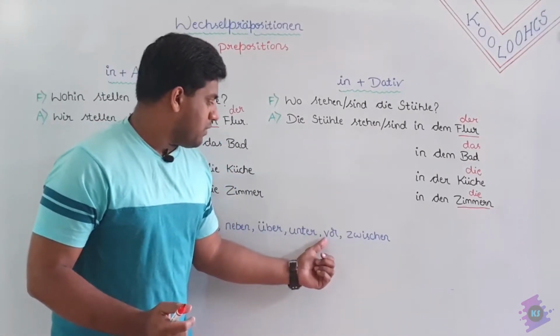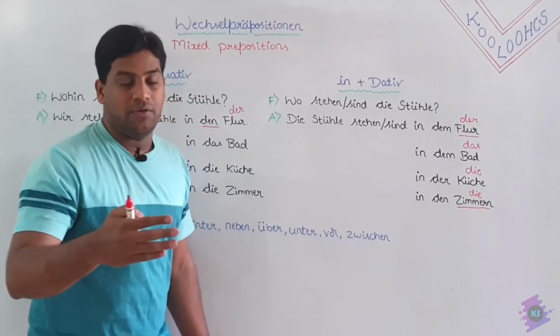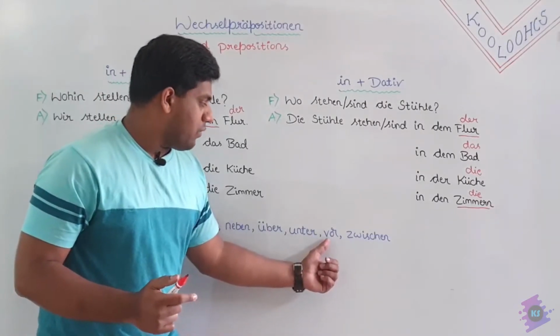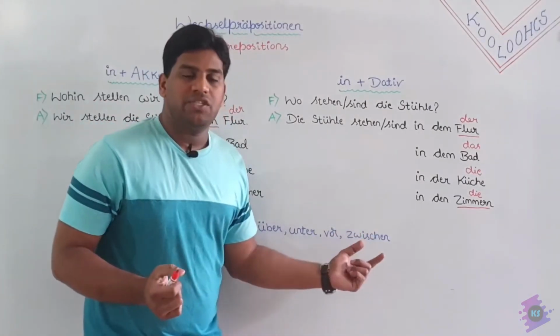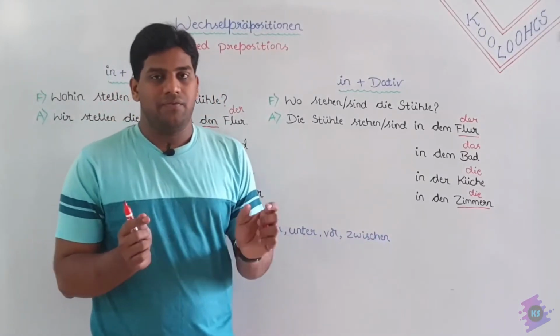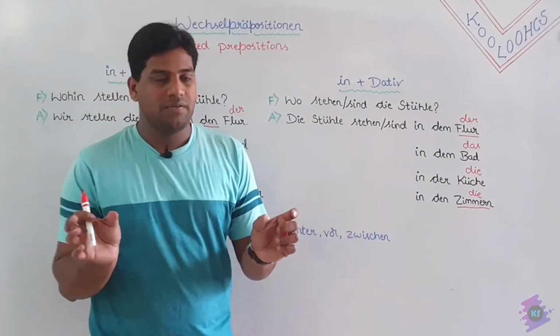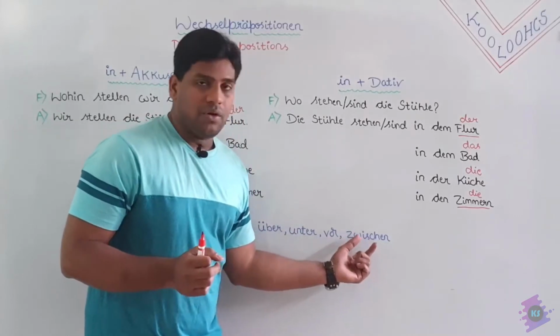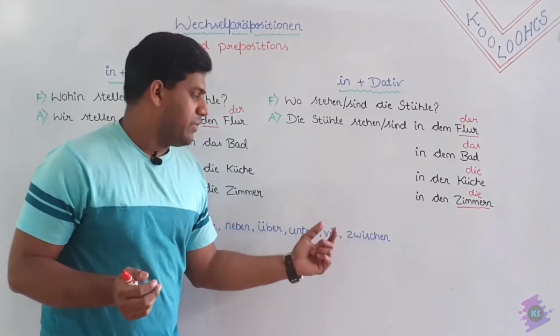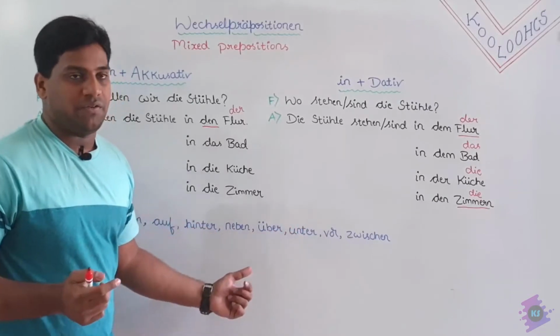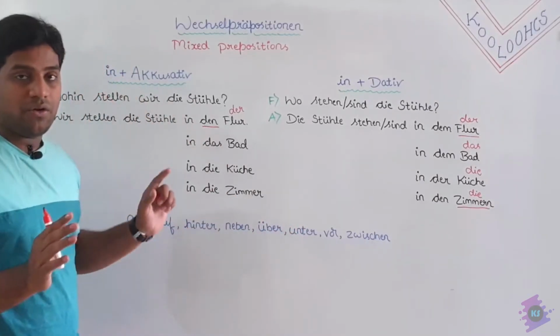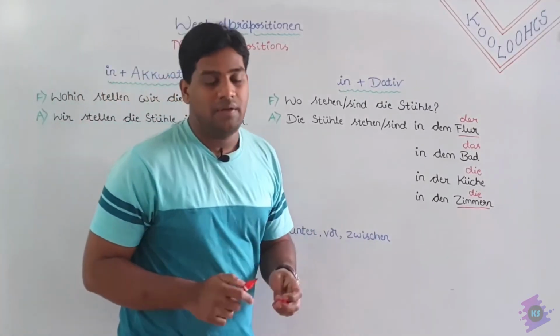And next, suppose the object is in front of something. So vor means in front of. Next is zwischen. Zwischen means between two objects. That is, you should use zwischen because it is in between. So these 8 prepositions are also mixed prepositions along with this in. So altogether you have 9 mixed prepositions.